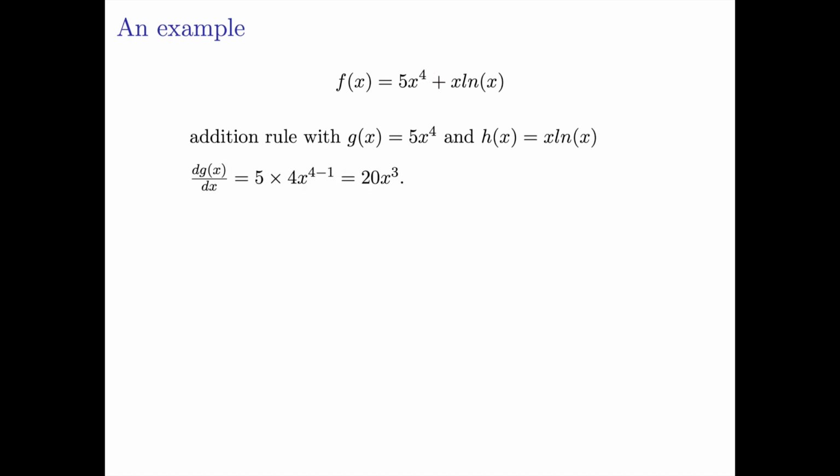So the first task is to calculate the derivative of g of x, which is 5 times x to the 4th. So this is of the form a x to the b. Remember, the derivative of that is a times b x to the b minus 1. Here a is 5, b is 4, so we've got 5 times 4, a times b, times x to the 4 minus 1. That's 3. So we've got 20 x cubed.